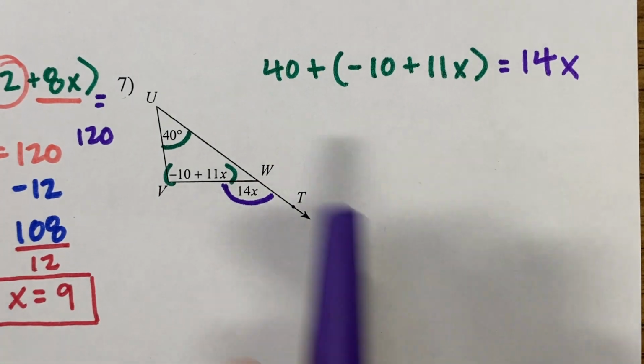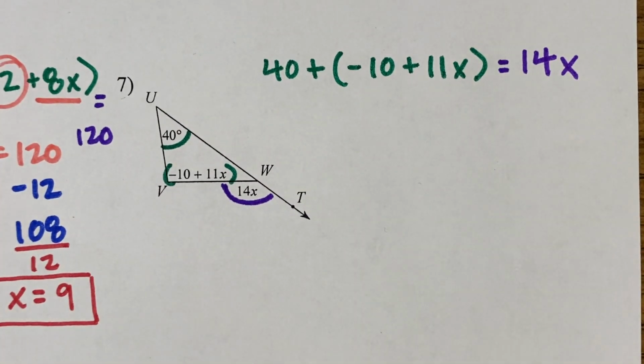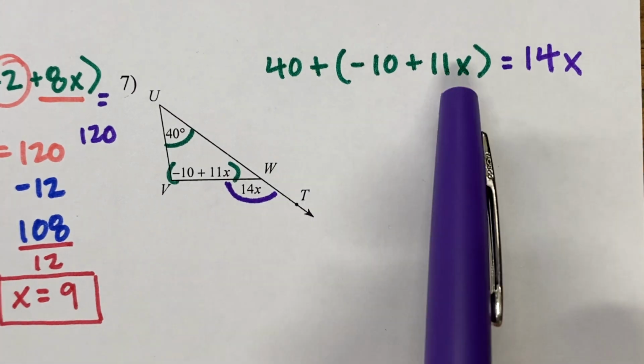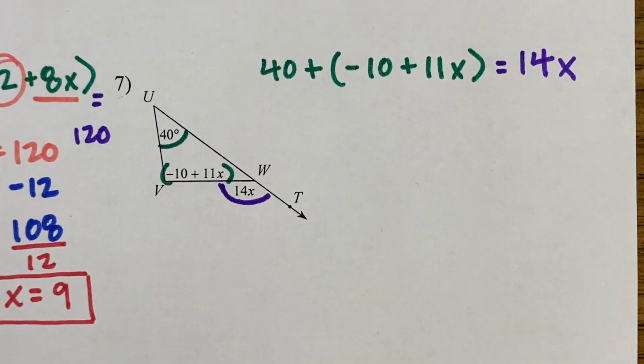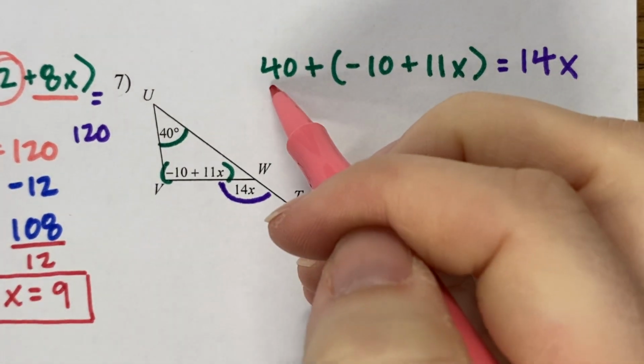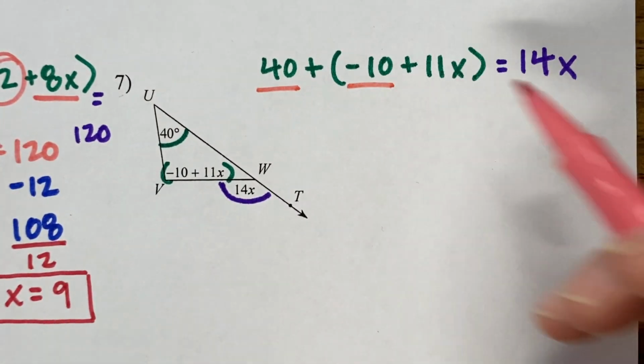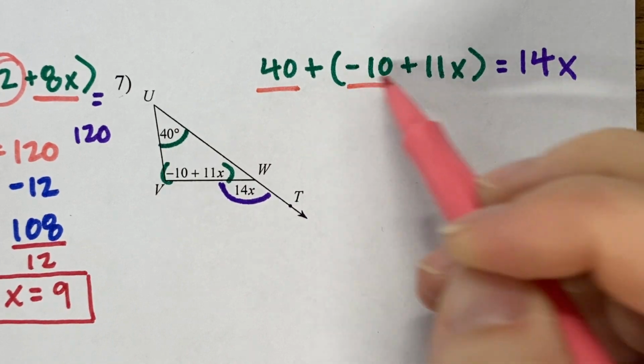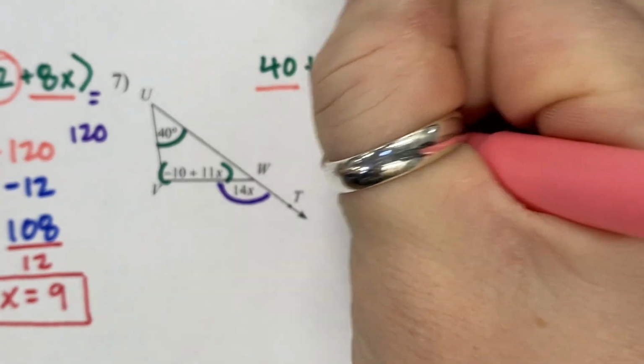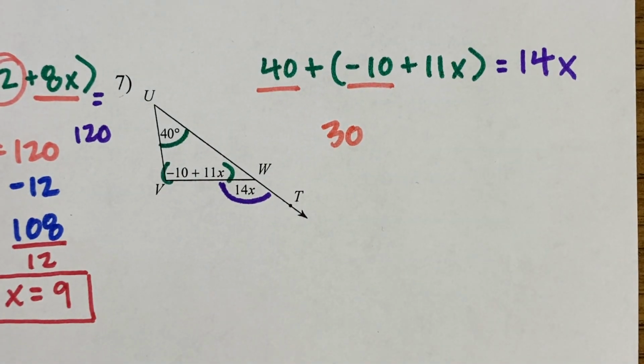Okay, so we have x's on both sides. We have like terms we need to combine. So let's go ahead and just combine our like terms over here, and then we'll worry about getting all of our x's on one side. Okay, well, my only like terms I can combine over here are 40 and negative 10. So I have 40 subtract 10, which is going to give me 30.